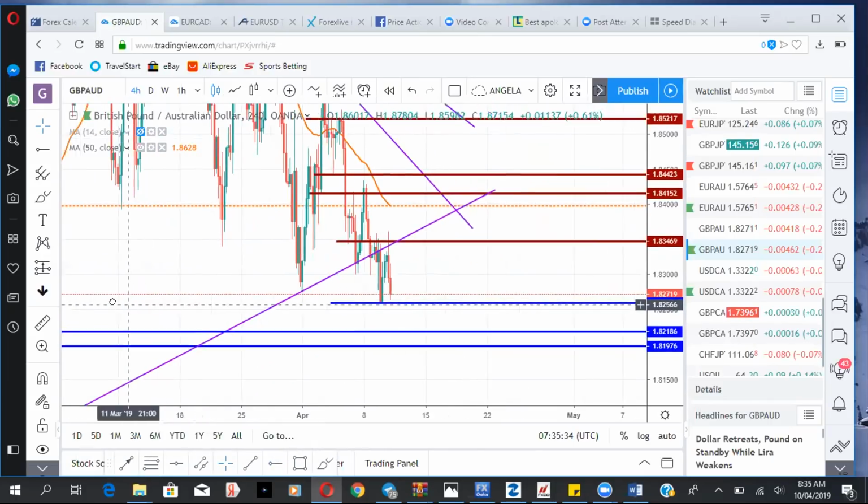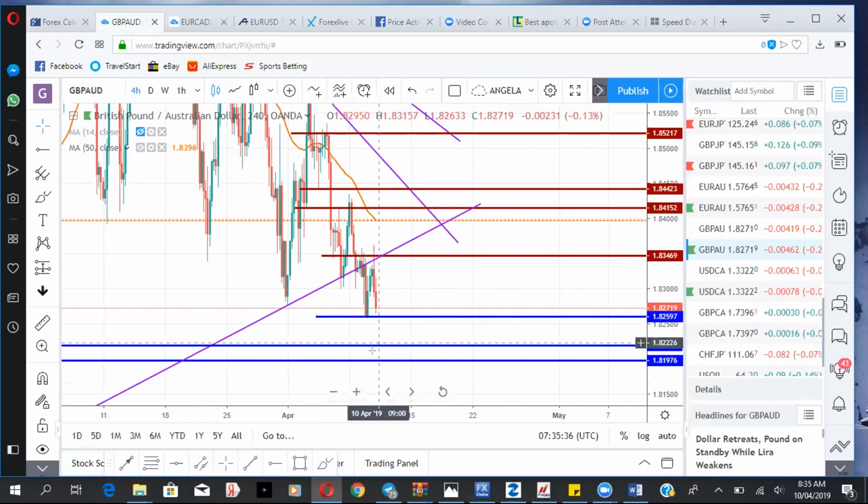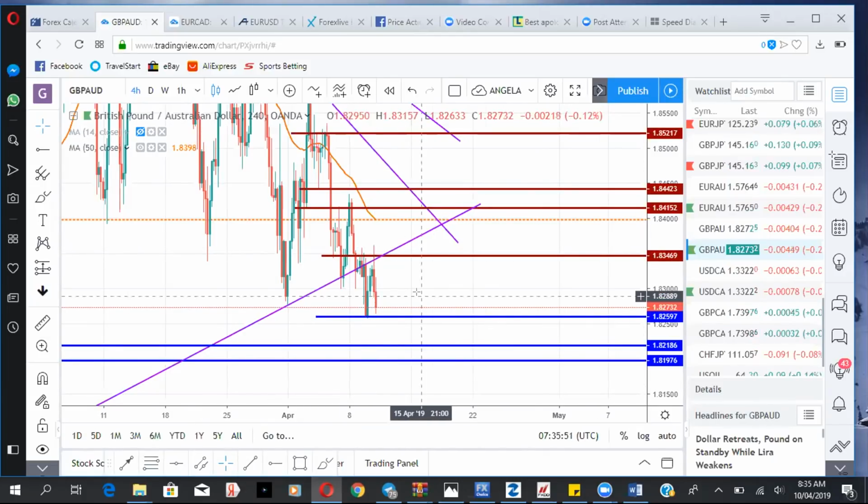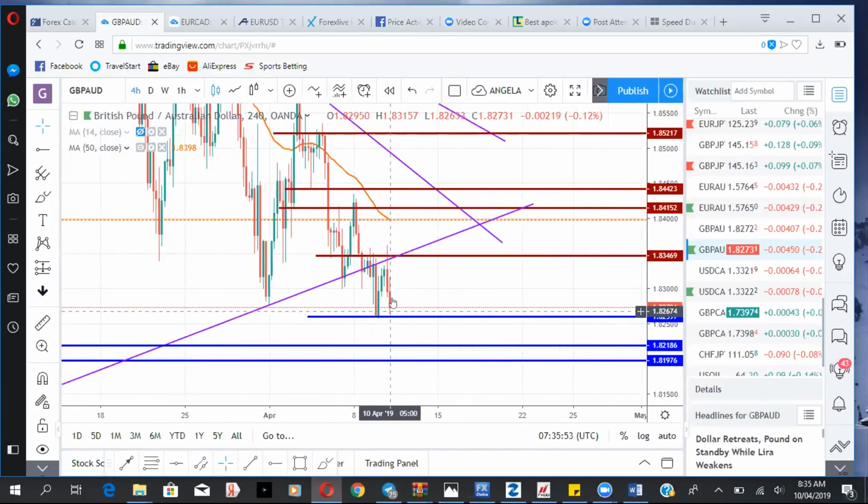Okay, so these are first support, these are second support. The first support 1.8259, the second support 1.8218 to 1.8197. So these are first resistance here. First resistance 1.8346. As you can see, price has been rejected from there and price might be coming down to this area. If we find support here, it may move higher.